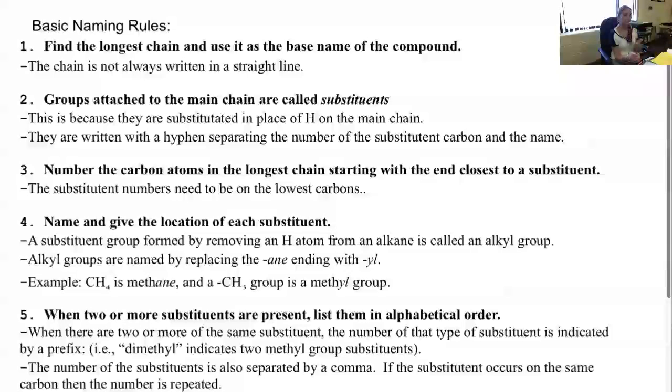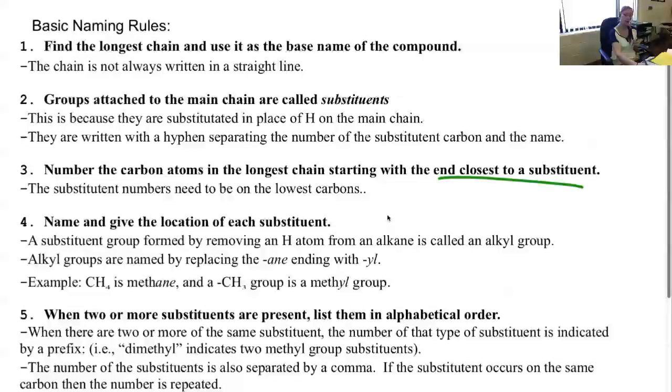The way you name these long carbon chains, there are 5 rules here. Find the longest chain and use it as the base name for the compound. It's not always a straight line though. Number 2, groups attached to the main chain are called substituents. So something that's in place of an H off of this main chain is called a substituent. Then we start numbering the carbons in the longest chain, starting with the end closest to a substituent.